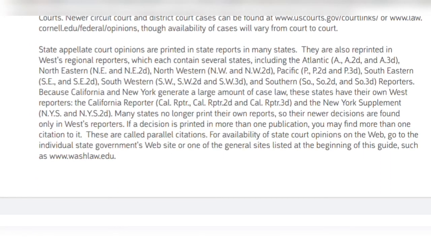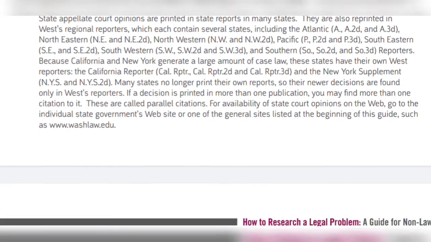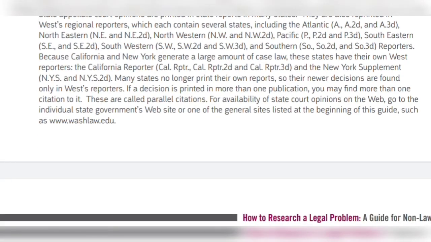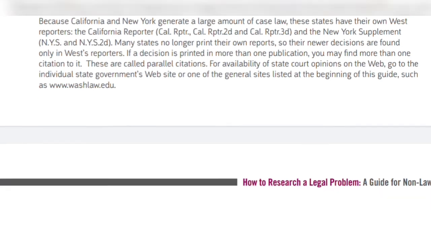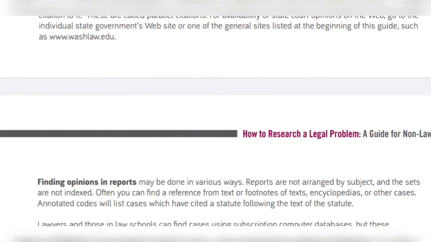State appellate court opinions are printed in the state reports in many states. They are also printed in the West Regional Reporter. These are called parallel citations. For availability of state court opinions on the web, go to the individual state government's website or www.washlaw.edu.